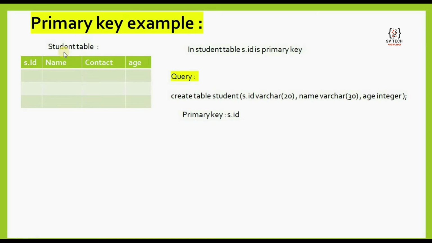For example, if we take the student table as a relation, here is the syntax for creating a table. In this, the primary key is student ID. Here we have four attributes: student ID, name, contact and age. Among these four attributes, student ID uniquely identifies each row. So student ID is selected as the primary key by the DBA.